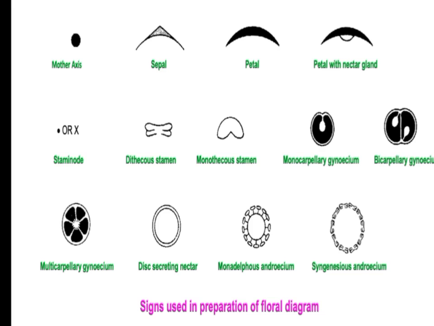Then come to multicarpillary gynoecium. If the gynoecium has more than 2 carpels, then we will use this symbol. Then disc secreting nectars. This is a more complex sign. You need not study that thing, because this is only peripheral. Only some simple 3 families are in the syllabus for you to teach.